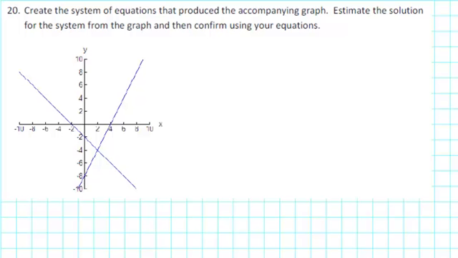Create the system of equations that produce the accompanying graph. Estimate the solution for the system from the graph, and then confirm using your equations. So what we need to do is to find an equation for each of the lines. Let's start by finding an equation of this increasing line.